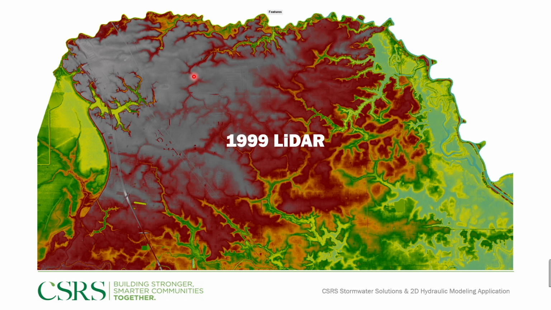For anyone familiar with this area, this is the Bluff Swamp area, Spanish Lake. This is I-10 headed towards New Orleans this way, headed towards Baton Rouge to the north. This is the Amite River on the far right, and Bayou Manchac on the top. This was LiDAR collected in 1999, and I'm going to flip back and forth because this is LiDAR that was more recently collected in 2018.